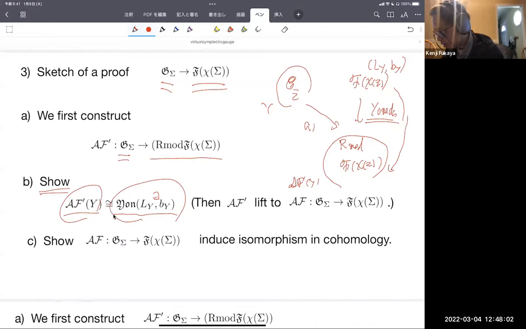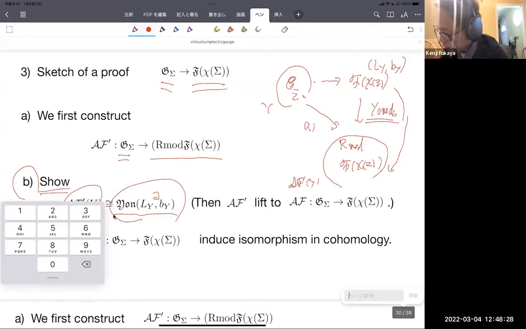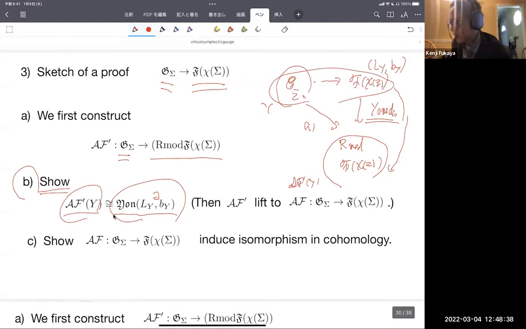So why is this good? Because you have the Yoneda embedding. Yoneda's lemma says that this Yoneda embedding is a homotopy equivalence onto its subcategory. So this means that this Atiyah-Floer functor is contained in the image of the Yoneda functor. So you can compose with the inverse of this Yoneda functor to obtain this functor. That is the functor we want. So this is the second step. And the third step is to show that the functor we obtain is an isomorphism in cohomology. So the proof goes in these three steps.